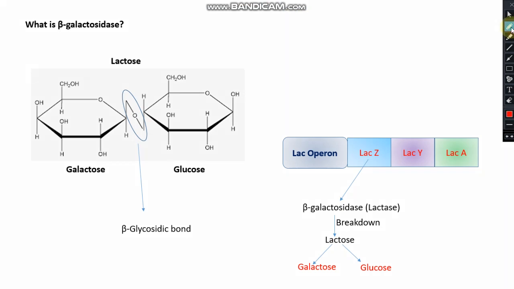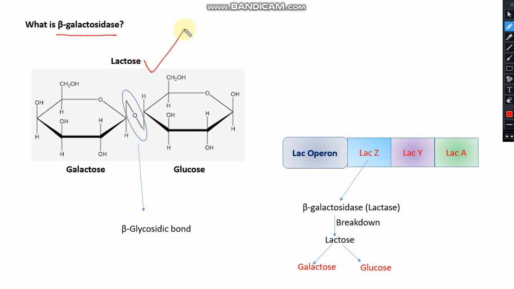In this tutorial video I'll discuss beta-galactosidase and also something about white and blue screening. So first you have to know what beta-galactosidase is. Beta-galactosidase is an enzyme that hydrolyzes the beta-galactosidic bond and forms monosaccharides. This enzyme is also known as lactase, because it breaks down lactose.